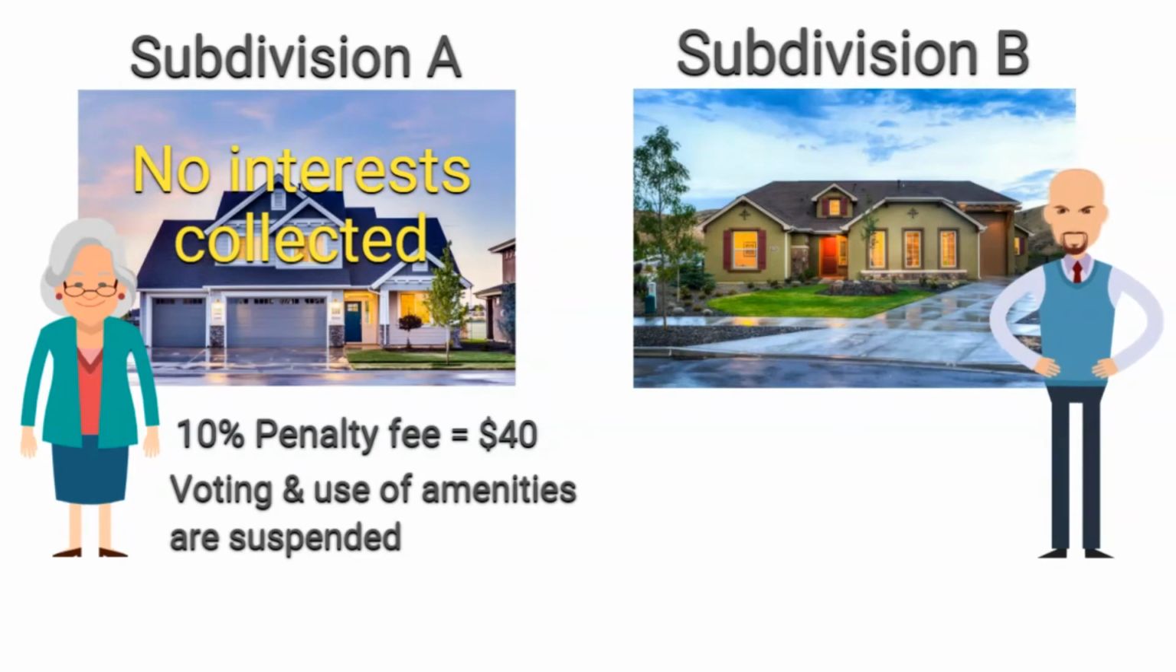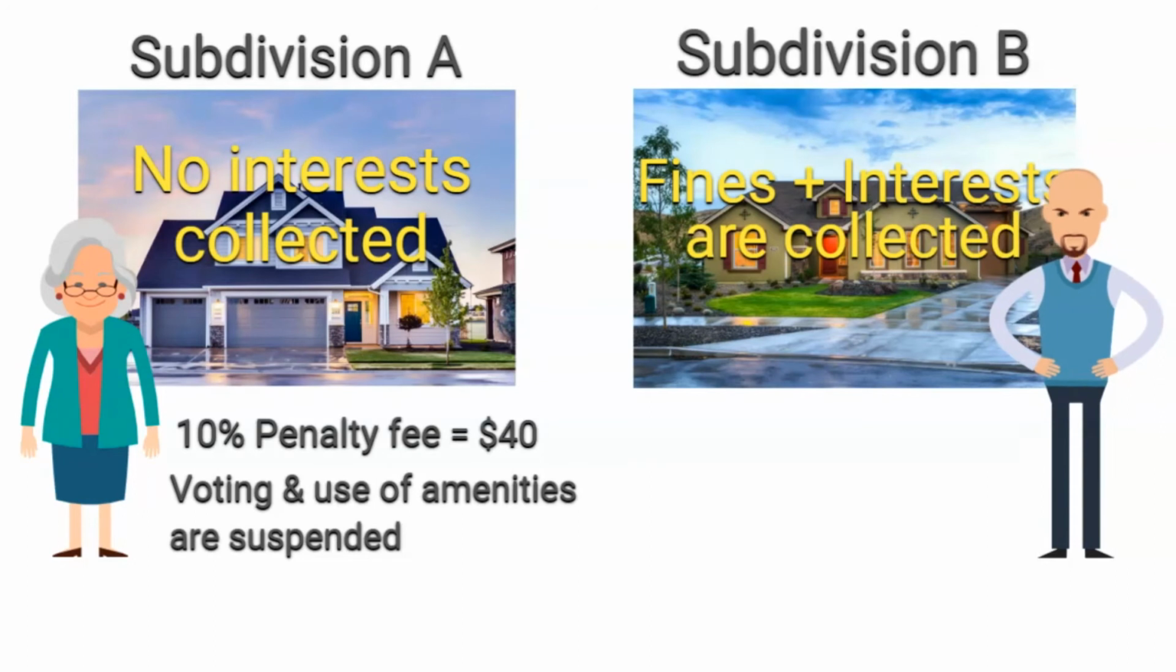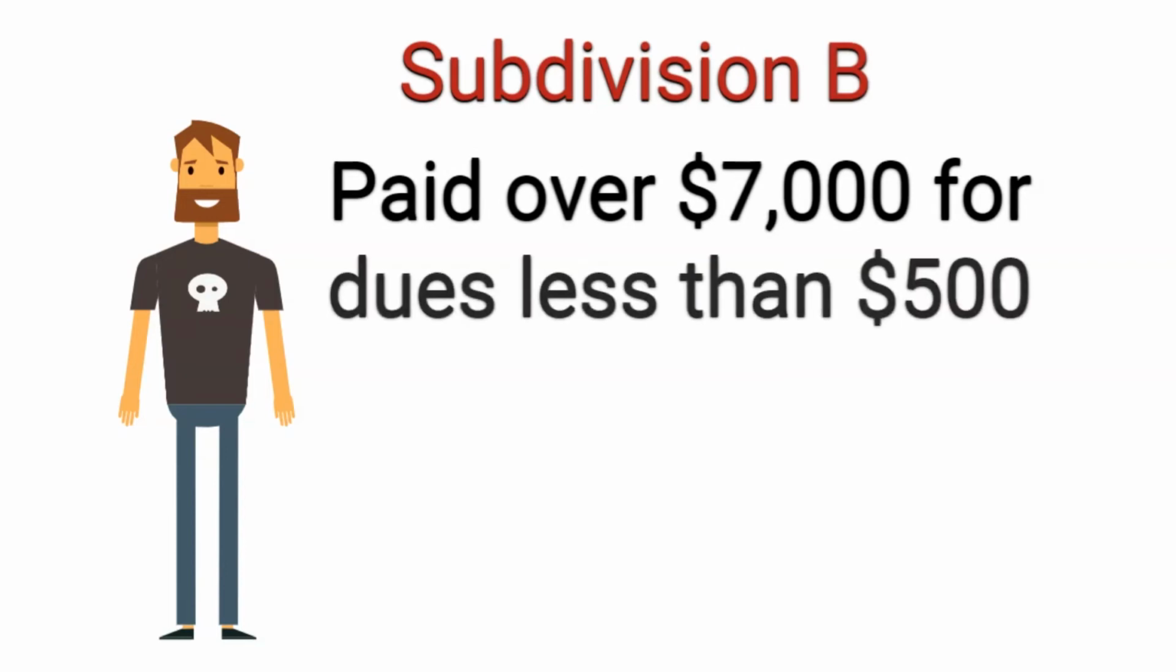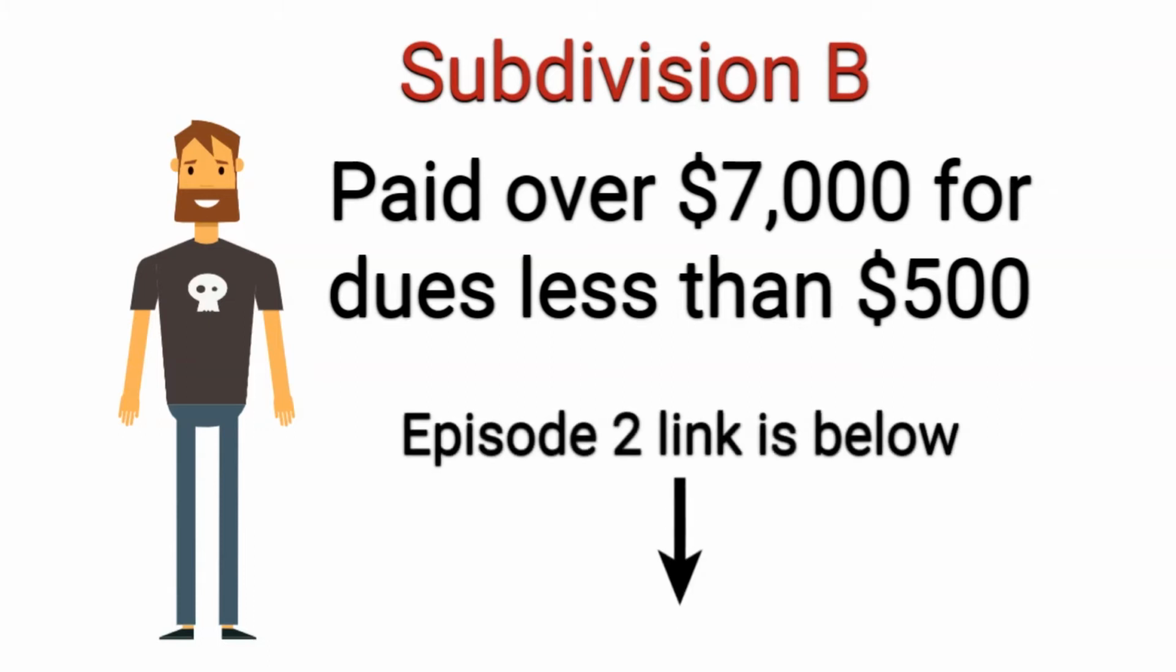In Subdivision B, if a homeowner is delayed in paying the dues, the managing company turns the account over to a collection agency. Fines and interest rates are added on top of the dues. In Episode 2, I told you about a resident who had to pay over $7,000 for dues that is worth less than $500. If you haven't seen this episode, the link is in the comments box for your convenience.